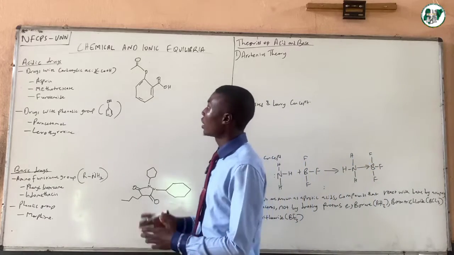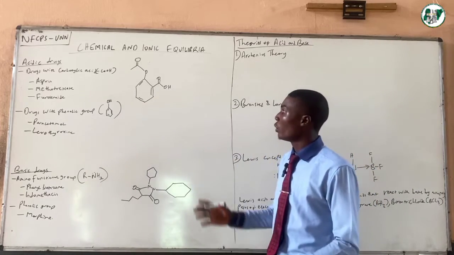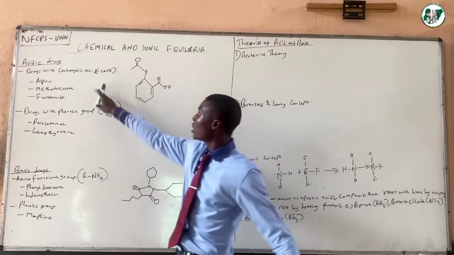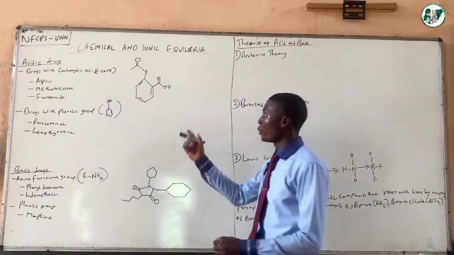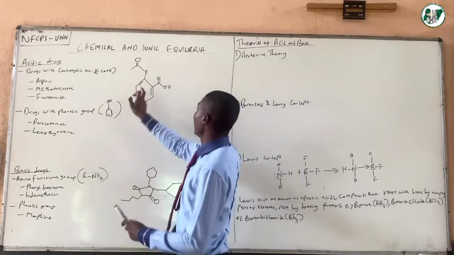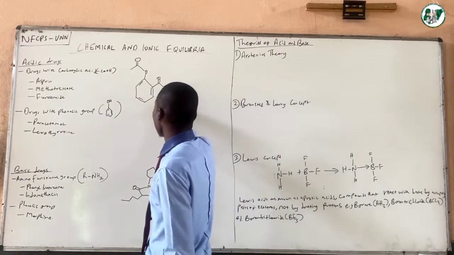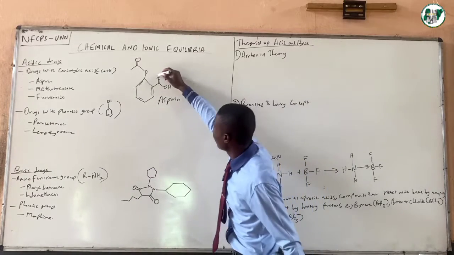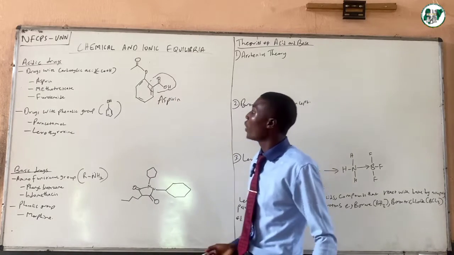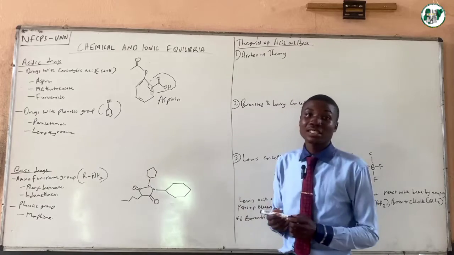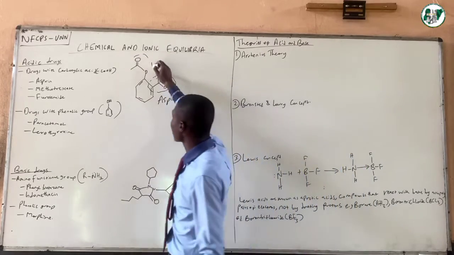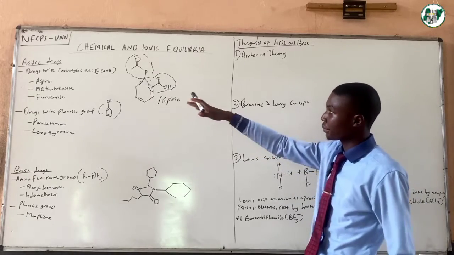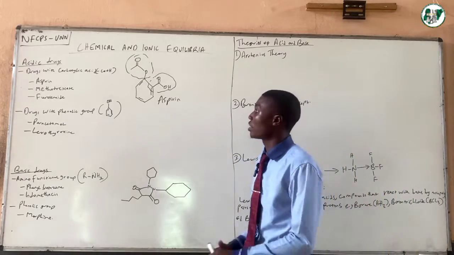Under the classification for acidic drugs, we have drugs that have the carboxylic acid functional group, which is the COOH group. An example is aspirin, and that's the structure we have here. It has a carboxylic functional group, and that's what gives it the acidic nature. This is an ester group, and it does not give it any acidic property. This is what gives it its acidic property.